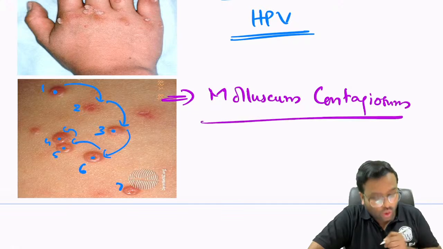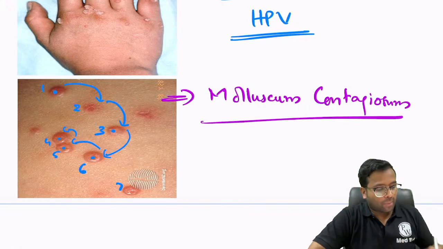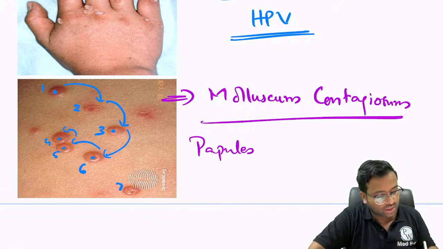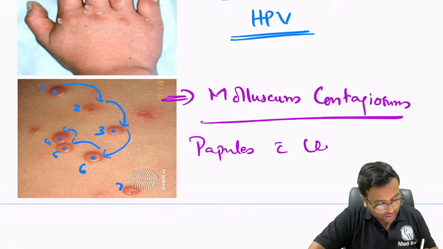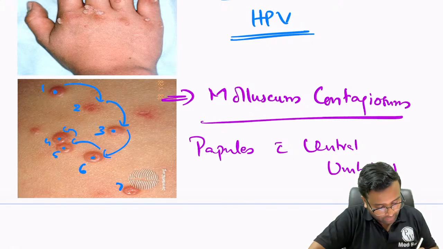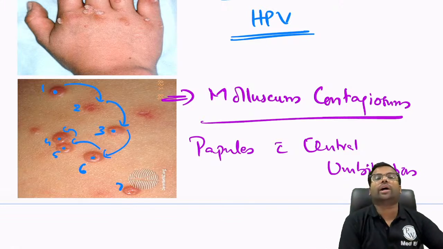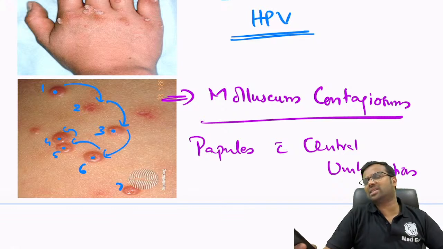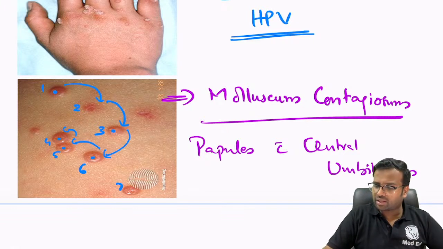So, this one is called molluscum contagiosum because you can find some papules here, dome-shaped papules with central umbilication. The moment you see the central umbilication, you are diagnosing it as molluscum contagiosum. So you can see that there is a very, very different presentation, right?